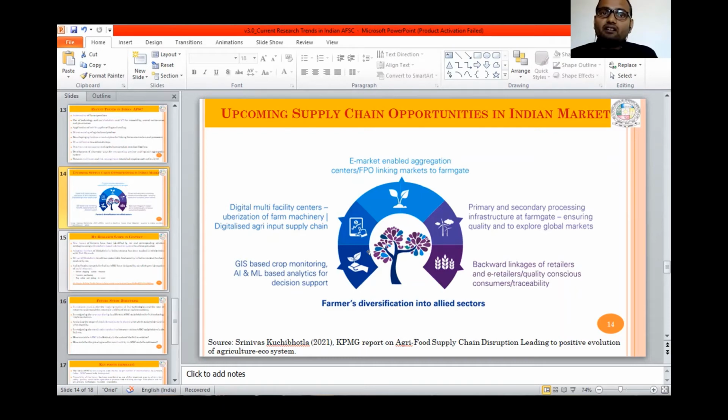And fourth, GIS-based crop monitoring is another opportunity, where artificial intelligence and various machine learning based analytics can be used for decision support. Then there is also a focus on traceability and linking all the retailers and consumers. And as the farmers are diversifying to different areas, we can tap this work potential in different areas. So these are the opportunities.